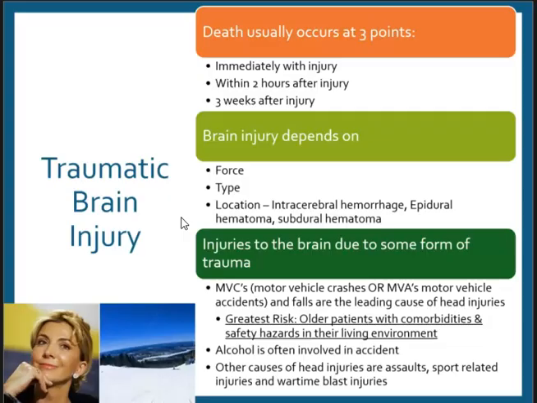So motor vehicle accidents or car crashes and falls are the leading cause of head injuries. So car accidents and falls. Your greatest risk factor is being elderly. So older patients with comorbidities and having safety hazards are at greatest risk for falling.